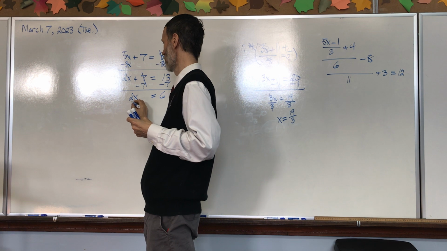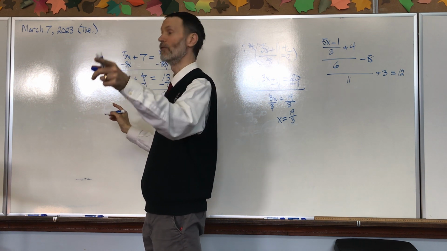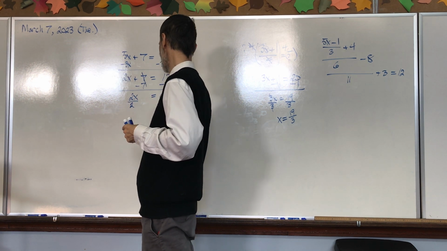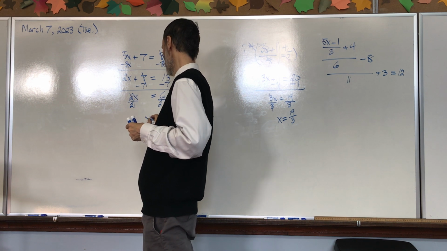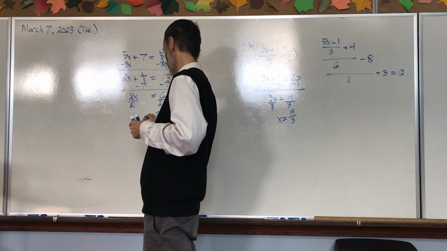And then one more step. How do you get rid of the 2? You divide, because they multiplied. But you have to do it to both sides. Tell me the solution. X equals 3. Yeah. Got it.